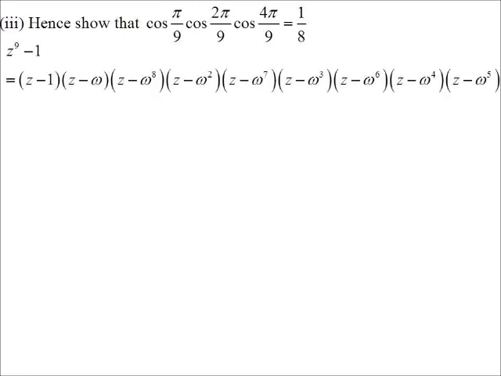Now comes the fun part. Okay, cos pi on 9 times cos 2 pi on 9 times cos 4 pi on 9 is equal to 1/8. Okay. Well, z to the power of 9 minus 1.